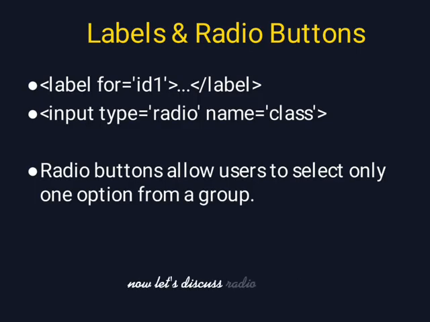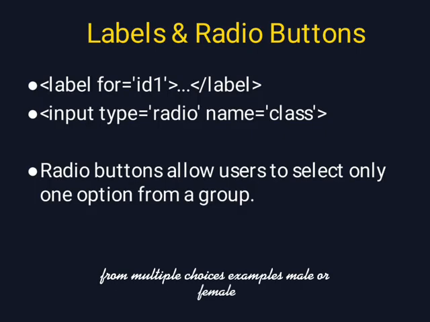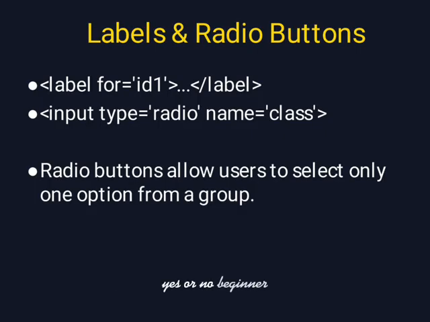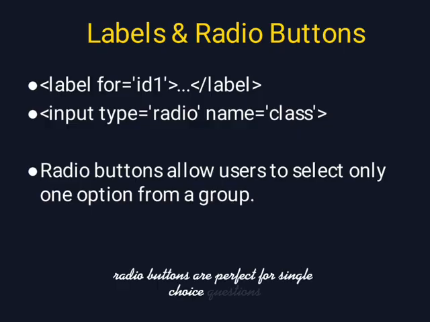Now let's discuss radio buttons. Radio buttons allow users to choose only one option from multiple choices. Examples: male or female, yes or no, beginner, intermediate, or advanced. Notice that only one option can be selected at a time. That's why radio buttons are perfect for single-choice questions.